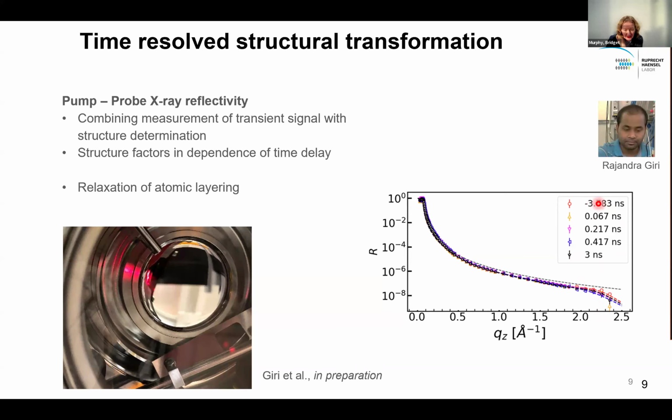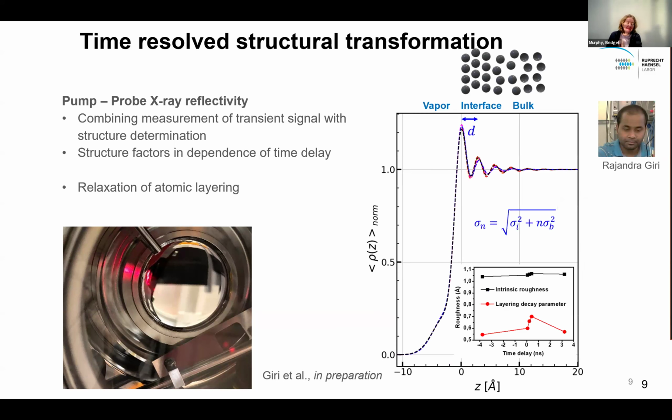So this is minus 3 nanoseconds, so this is before the laser arrives. And if we go then down to the black, down to 3 nanoseconds afterwards, we see... So these are really reflectivities that were collected step by step with pump probe. So this is really quite incredible. Until you've measured it, you can't believe how difficult it is. So what we see here is that on the short time scale, there is something happening to the layering.